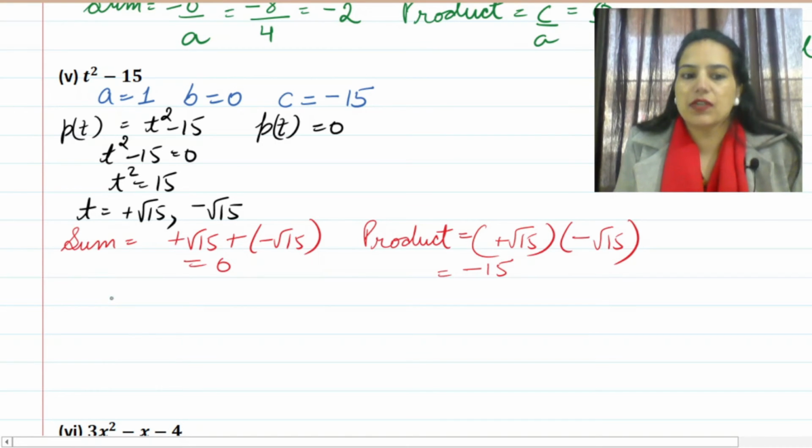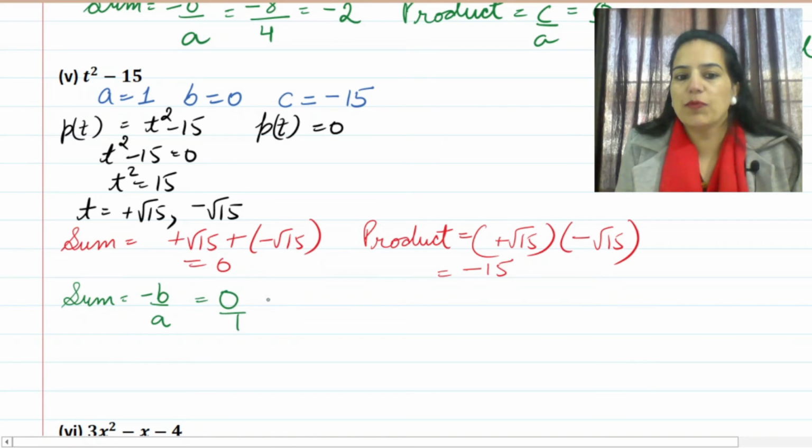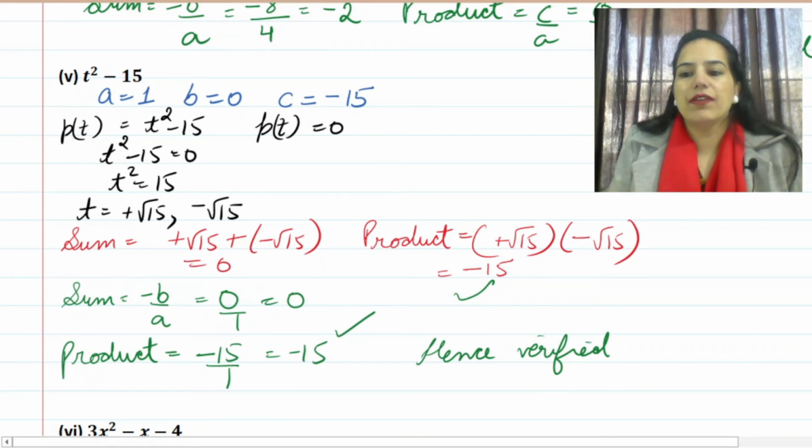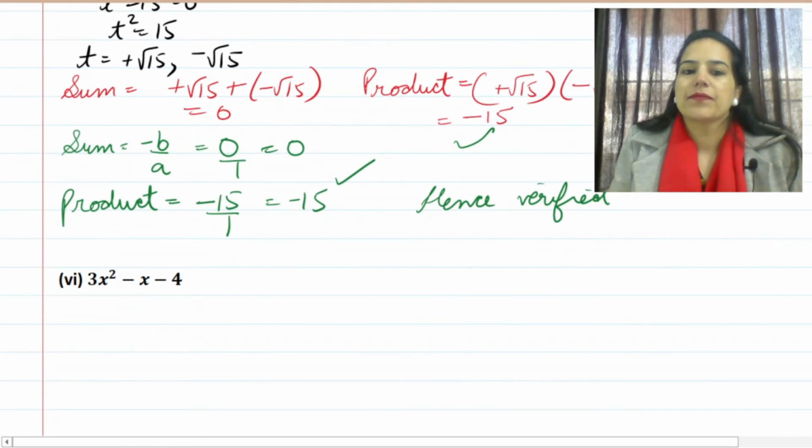Now we will find using the relationship. So sum is equal to minus b by a. What is b in the question? 0. So 0 by 1 is 0. Then we will find the product. So product will be equal to minus 15 by 1, which is minus 15, and we are getting the same ones. Hence, verified. We found the sum and product on our own, and then we found them with the help of the relationship given to us also.